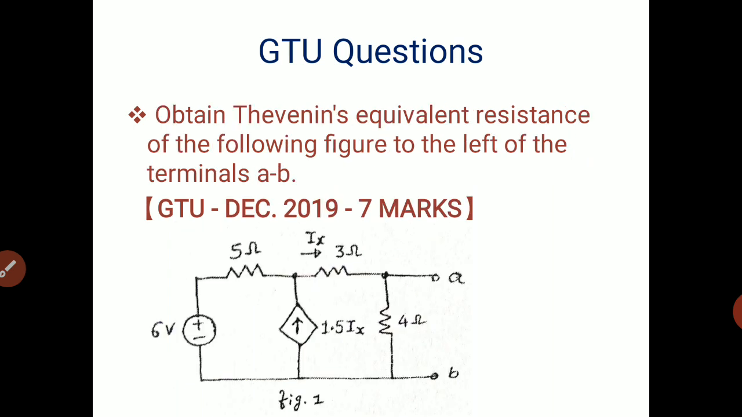Another question is: obtain the Thevenin's equivalent resistance of the following figure to the left of terminals AB. GTU December 2019 for 7 marks. So in all the cases we have to obtain the Thevenin's equivalent circuit, and it is very easy if we know all the fundamental principles, and if we know in which manner we have to calculate the value of ZTH. We just find out the two values and we build the Thevenin equivalent circuit. First of all VTH, and second one is ZTH.